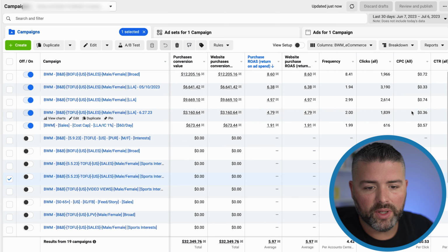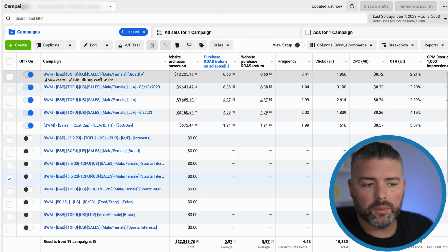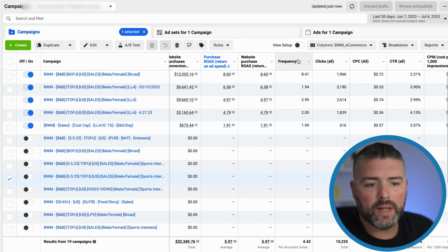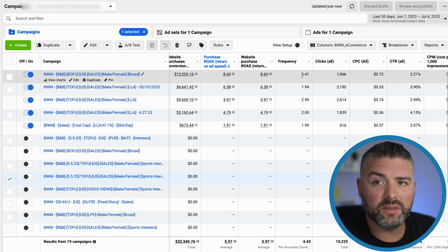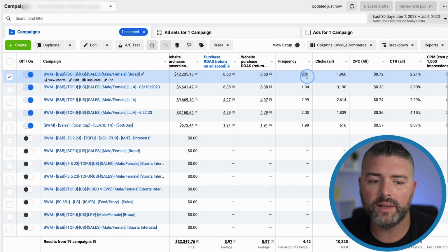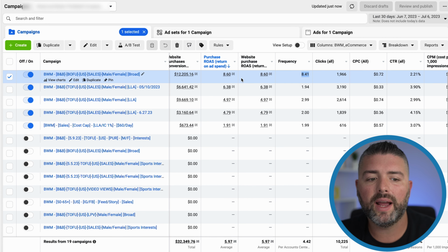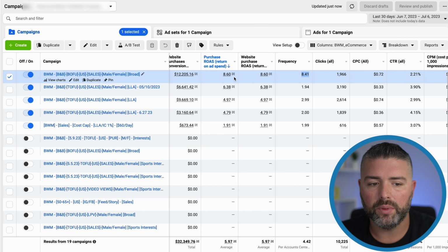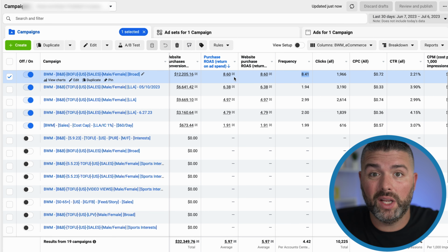The next step will be to look at your frequency. On some of the top of the funnel campaigns, you want to make sure that your frequency is staying under 4. So right now we're going to have to put a rule in place to lower this frequency, but even at that, it's at an 8.6 ROAS, so YOLO.